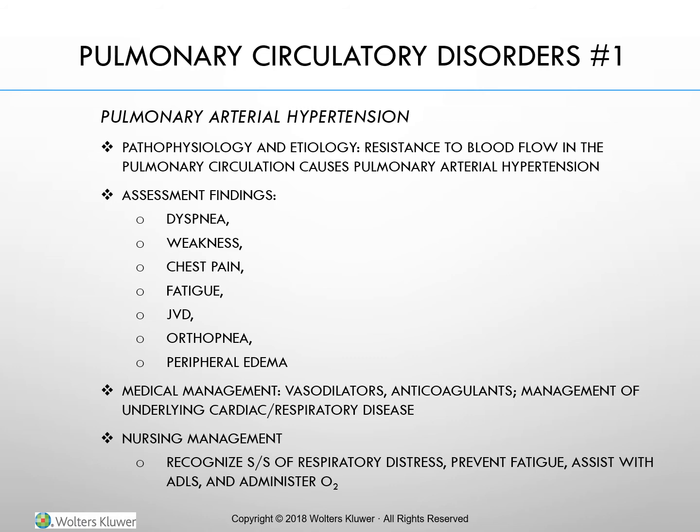Resistance to blood flow in the pulmonary circulation causes pulmonary hypertension. The pressure in the pulmonary arteries increases, which in turn increases the workload of the right ventricle. Normal pulmonary arterial pressure is approximately 25/10 millimeters mercury. In pulmonary hypertension, the pressure rises above 40/15 millimeters mercury and can be higher as the disease progresses. The World Health Organization has divided pulmonary hypertension into 5 categories based on the cause of the condition.